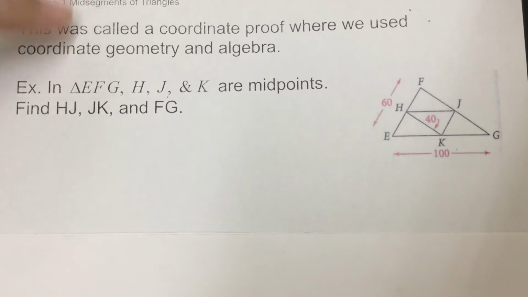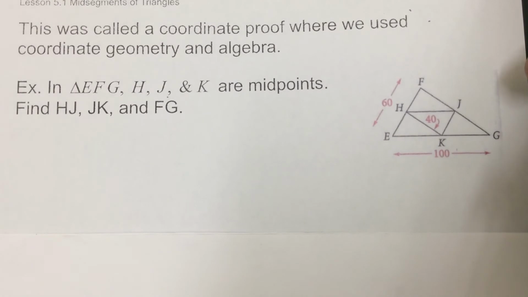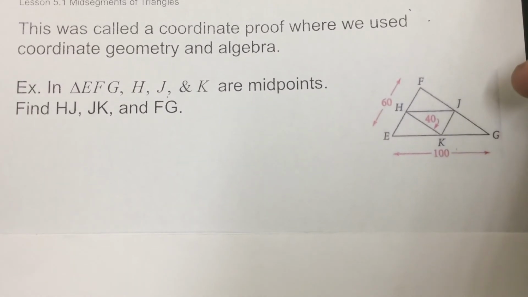So, like I said, coordinate proof was what that's called. We're using geometry and algebra to work it all out and making it work. Now, in this diagram, we know H, J, and K are midpoints. So your homework that you're going to be working on is going to be more like this. It's not going to be doing a coordinate proof per se. You may have one or two, but if you have questions on that, let me know. But it's going to be stuff like this.